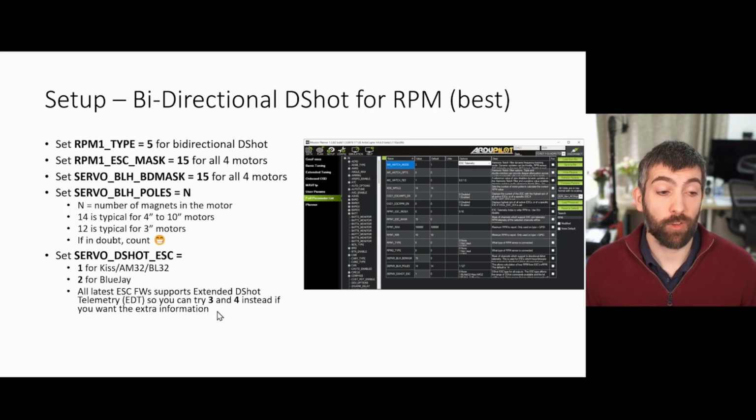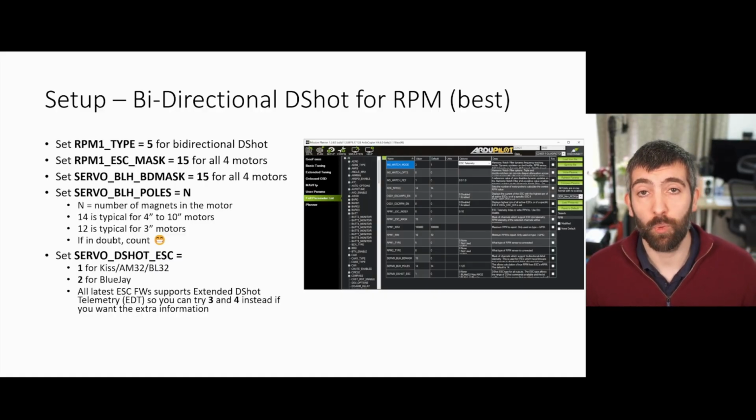All the latest ESC firmwares, so the latest versions of BLHeli32, AM32, KISS and BlueJay, all support something called extended D-Shot telemetry, where you can get more than just the RPM data back from the motor. You can also get things like voltage, current if the ESC supports it, and temperature. This can be very useful to get more telemetry back from the ESC to see how it's performing. It's all done over that extended D-Shot protocol, so you don't need any additional wires or anything like that. If you want to try this, you can use settings 3 and 4, which is basically the same as 1 and 2, but adds this extended D-Shot telemetry function.